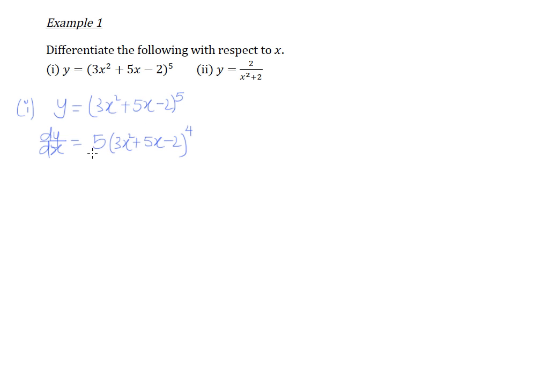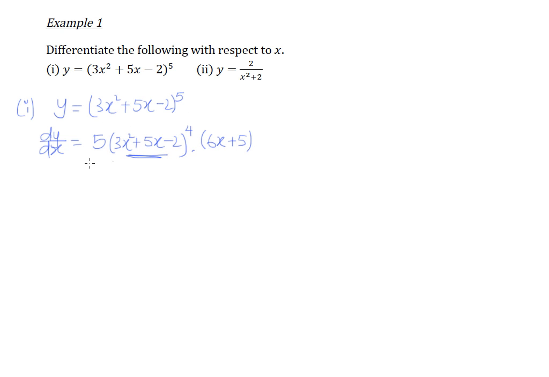So you differentiate the first layer, followed by the second layer, which is the inner layer, the inside. So you have to differentiate the inside now. You multiply by the derivative of the inside, which gives you 6x plus 5. There you go. This is the correct derivative of this equation.